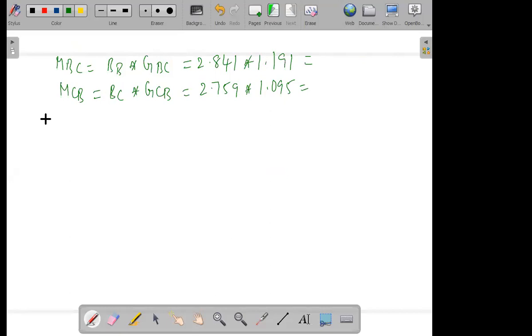Similarly, I want to calculate MCD. Next MCD I want to calculate. So BC into GCD. So BC is 2.759 into 1.288.